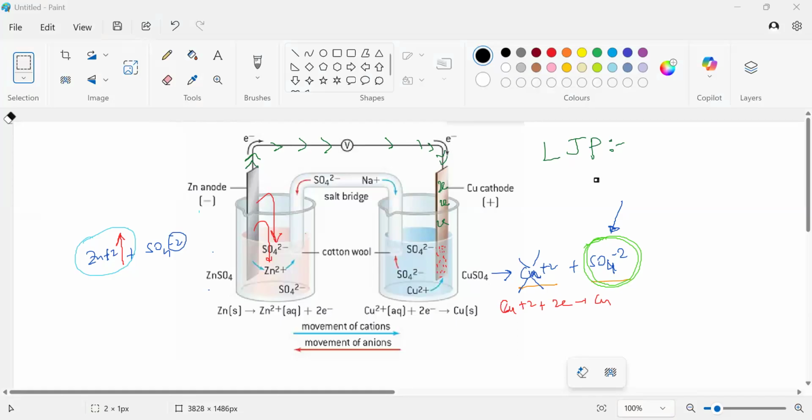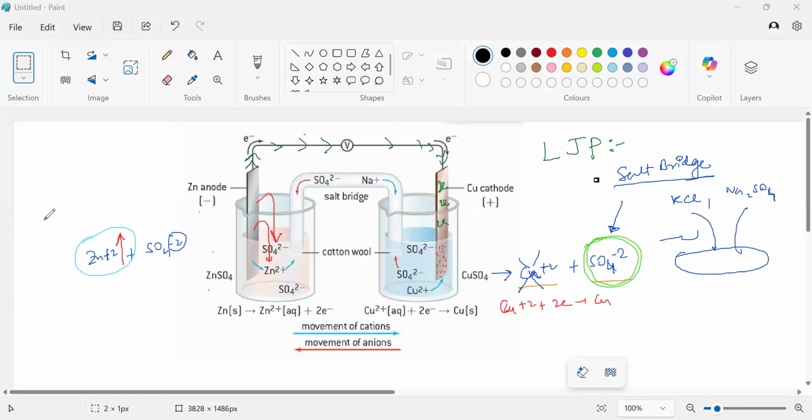Cell works. So what do we do? We take the help of a salt bridge. In the salt bridge, what do we take? We take very highly concentrated KCl or Na2SO4. We take agar agar jelly, agar agar gel, and to this we add loads and loads of KCl or Na2SO4.